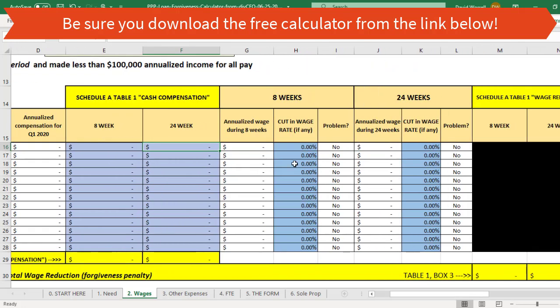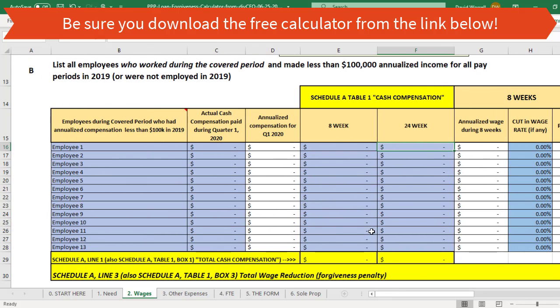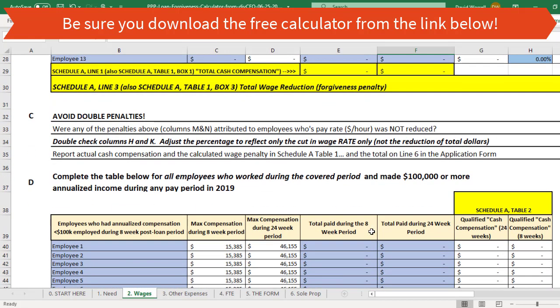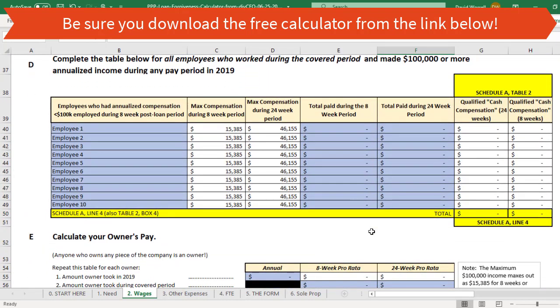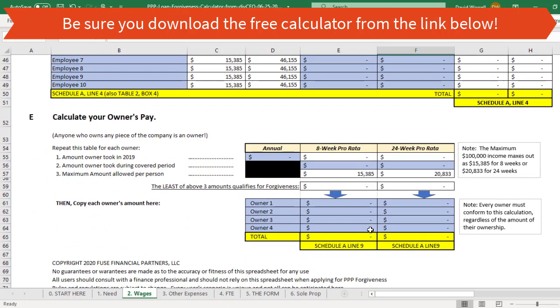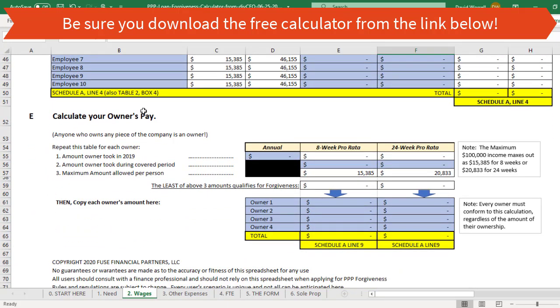The other thing to fill out on this form is whether you've cut someone's wages. That's very important to know, the wage reduction that you've given them on an hourly rate. So just like the PPP forgiveness form, you have 2 tables to fill out, one for people making less than $100,000 a year, one for people making more than $100,000 a year. And finally, you're also asked then to calculate the owner's pay, because the owner's compensation has different limits, different rules around that. And so I've included those rules into the calculations. It's already pre-filled for you.